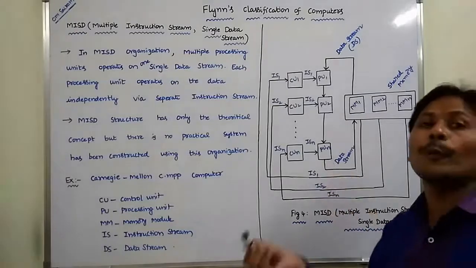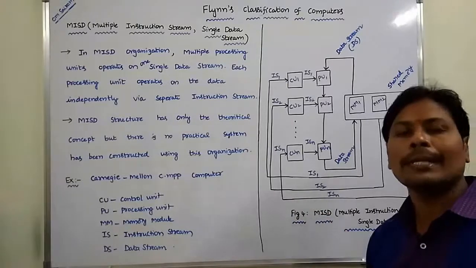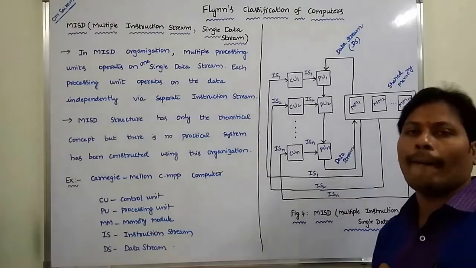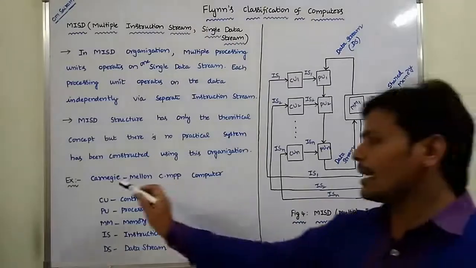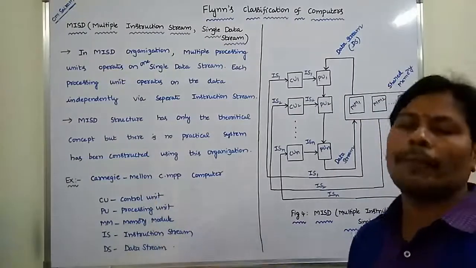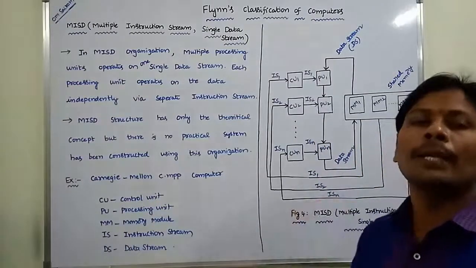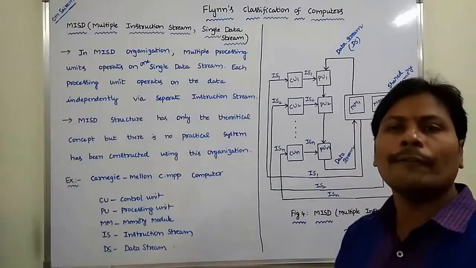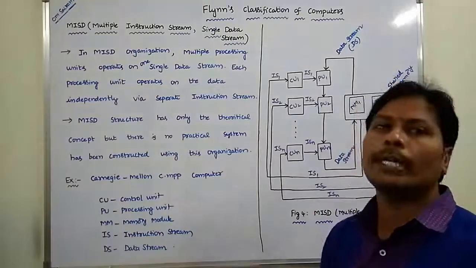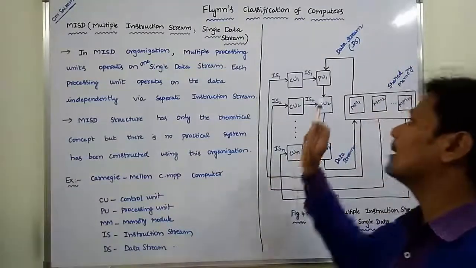This computer is only a theoretical concept, and there is no practical implementation up to now. There is no computer with the MISD architecture. The example for MISD is the Carnegie Mellon C.mmp computer, but it has only the MISD theoretical concept, and there is no implementation of MISD architecture. The abbreviations are CU control unit, PU processing unit, MM memory module, IS instruction stream, DS data stream.